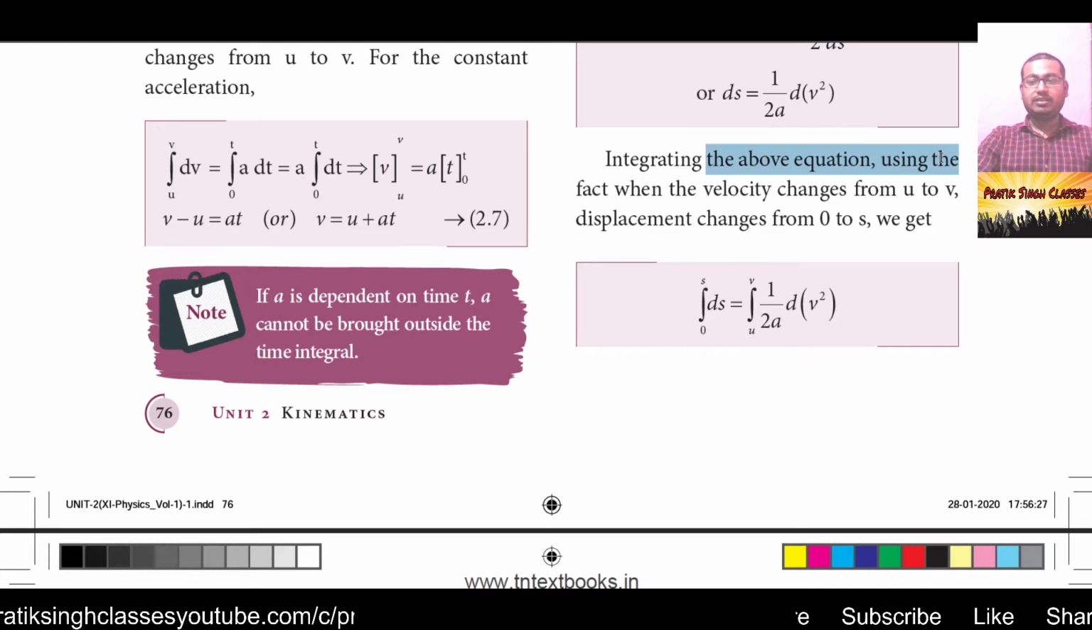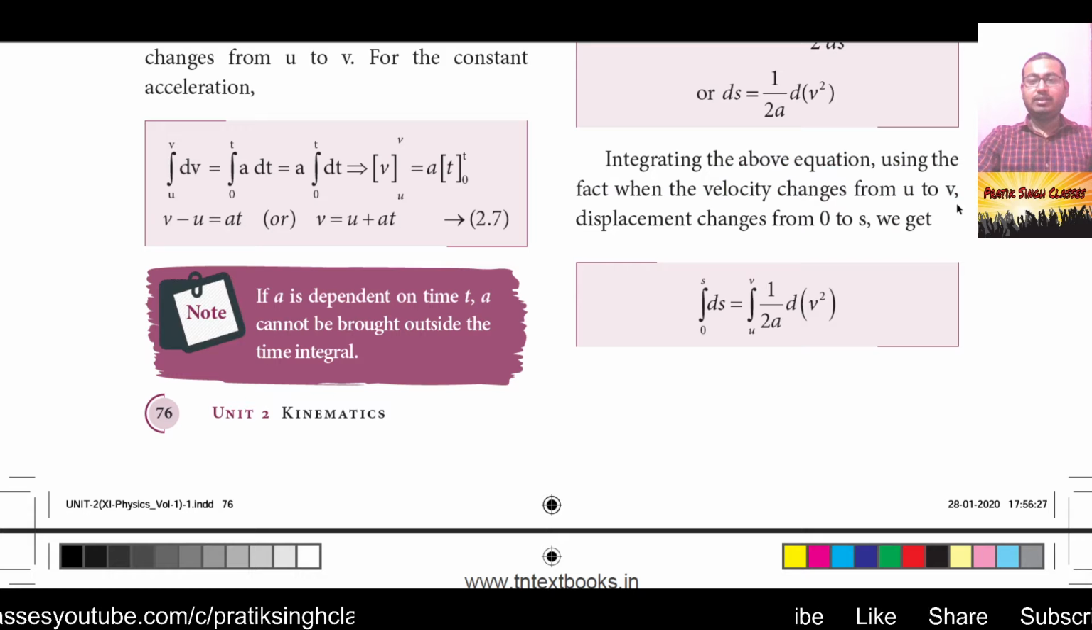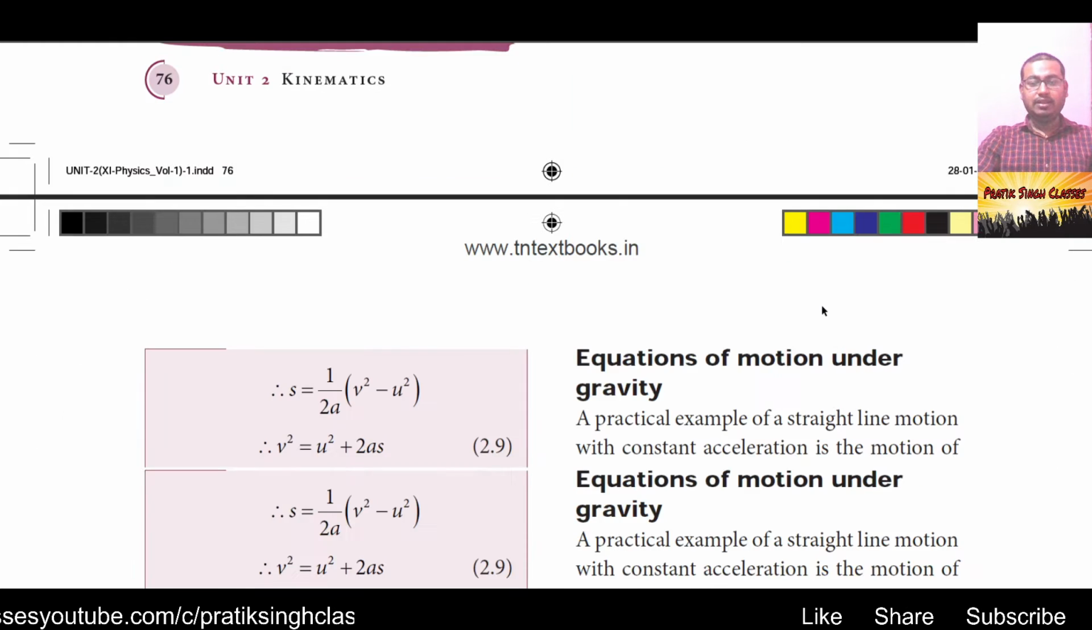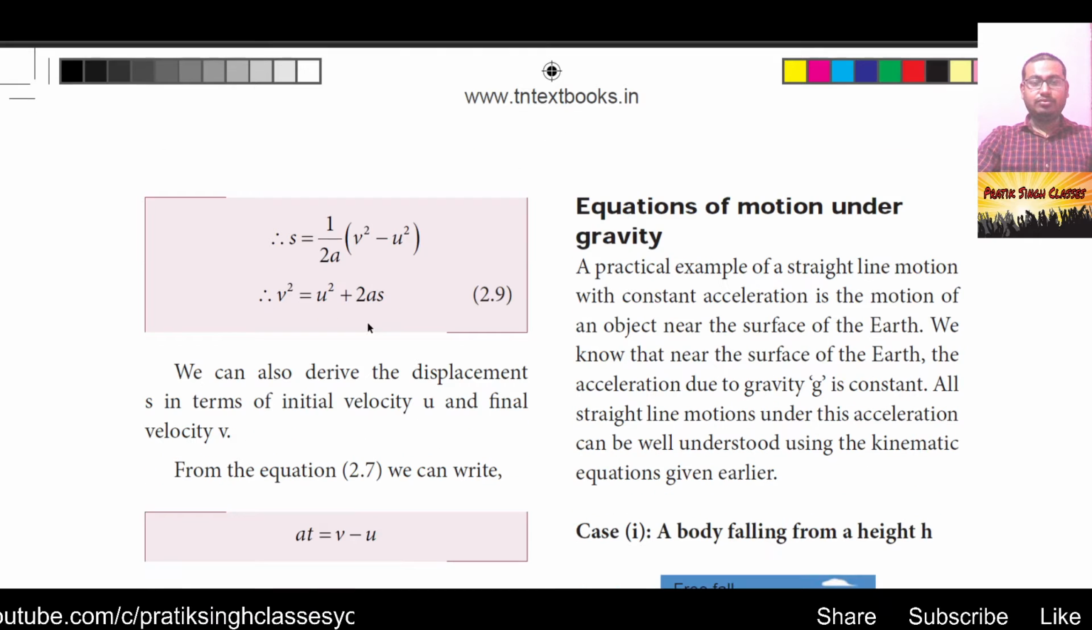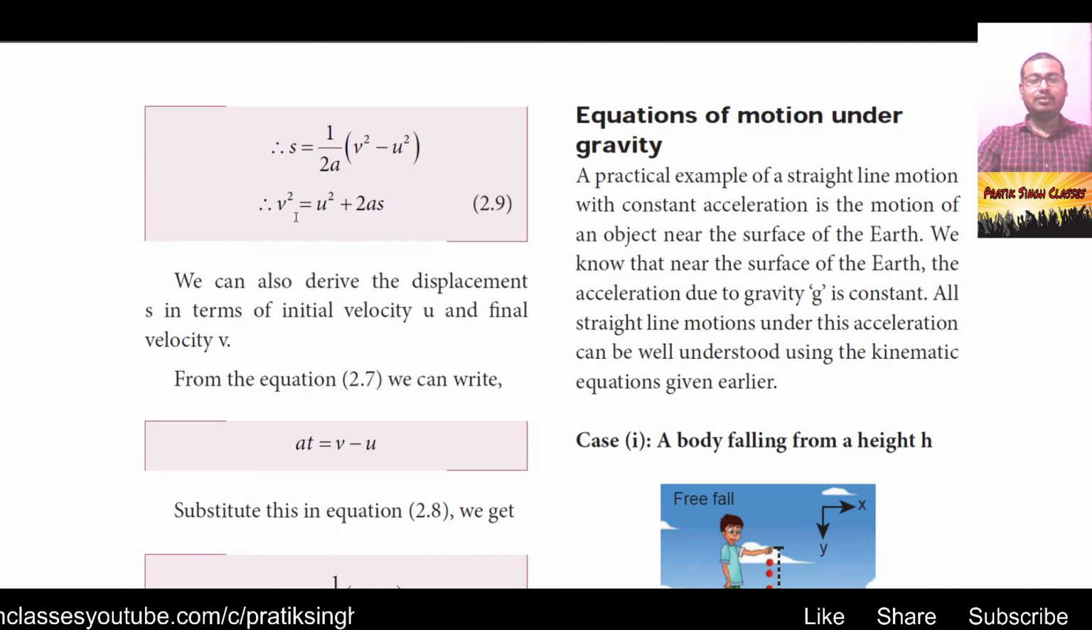Integrating the above equation using the fact that velocity changes from u to v, that means the initial velocity was u and the final velocity was v, taking time from 0 to t, we will get the integral of ds from 0 to s is equal to the integral of 1 by 2a into d(v square) from u to v. Or s = 1 by 2a into (v square minus u square), or just interchanging the terms, we will get v square = u square + 2as.